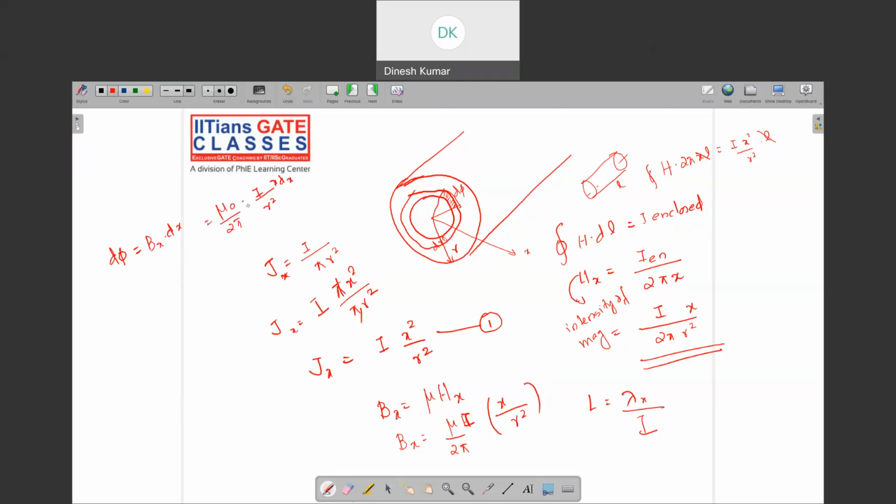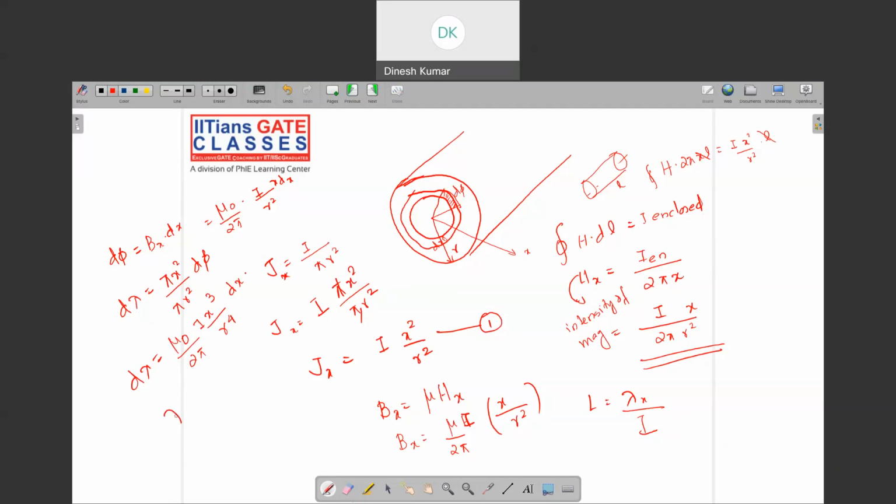Bx we already know, so we multiply this with dx. The total flux linkage d lambda will be equal to pi x square by pi r square into d phi, because we assume the total flux is passing through this one. So the flux linkage at a point x will be pi x square by pi r square into d phi. If I substitute d phi here, d lambda will be mu 0 by 2 pi I x cube by r raised to 4 dx. So we get the value of d lambda.